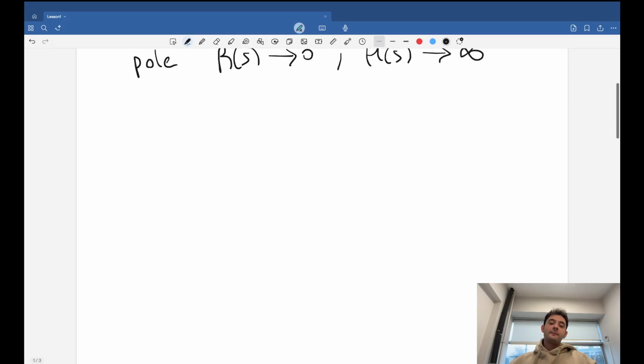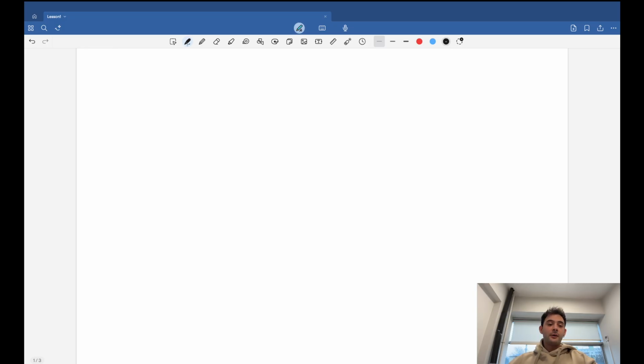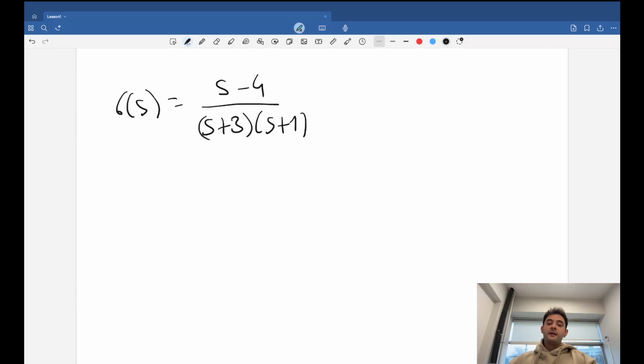So let's take a simple question to make you understand the whole issue. Let's say you're given a transfer function G(s) equals (s minus 4) over (s plus 3) times (s plus 1). Let's find the zeros and poles of the system. If I ask you to find the zero, you will look at the numerator part. We have s minus 4. It's so easy. What makes s minus 4 zero? It's 4. So our zero is 4.